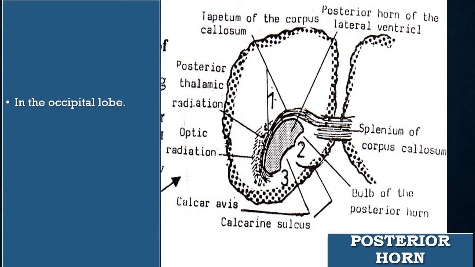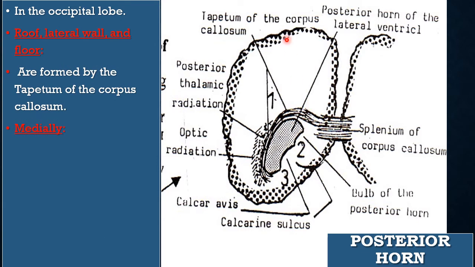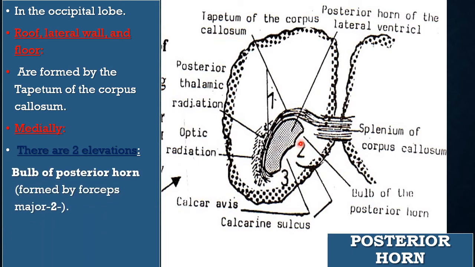Coming to the posterior horn, which is extending into the occipital lobe, it is having a roof, lateral wall and a floor. So coming to the roof, it is formed by the tapetum of corpus callosum. And medially we can identify two elevations. The upper elevation is formed by the bulb of the posterior horn, and the lower elevation, which is called the calcar avis, is formed by the calcarine sulcus. Calcarine sulcus you can study in the sulci and gyri of the cerebral hemispheres.